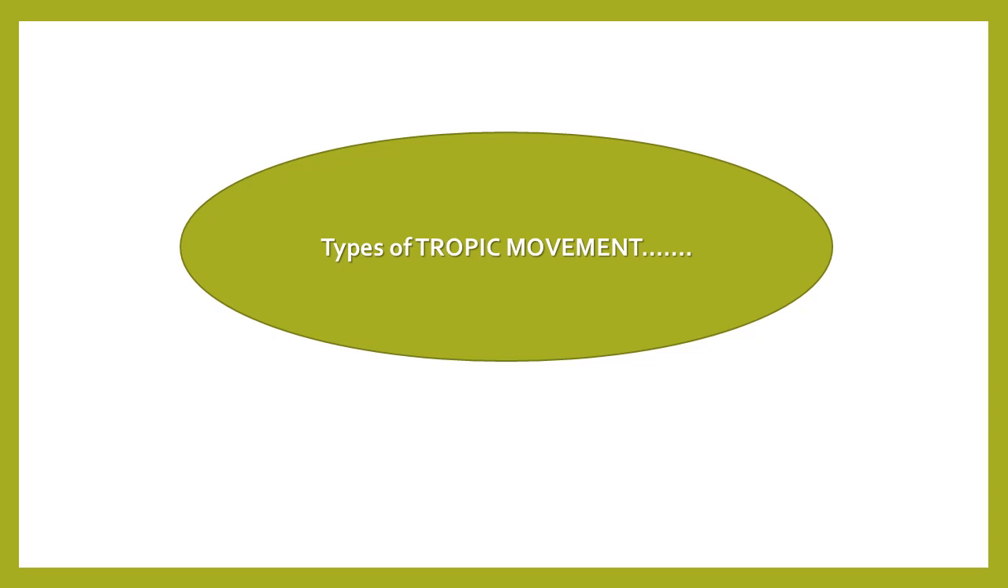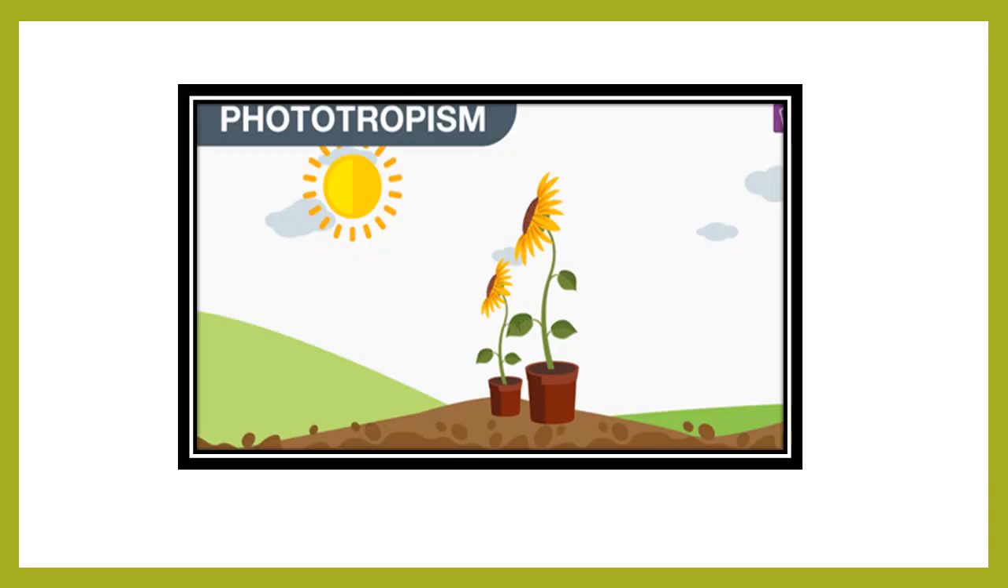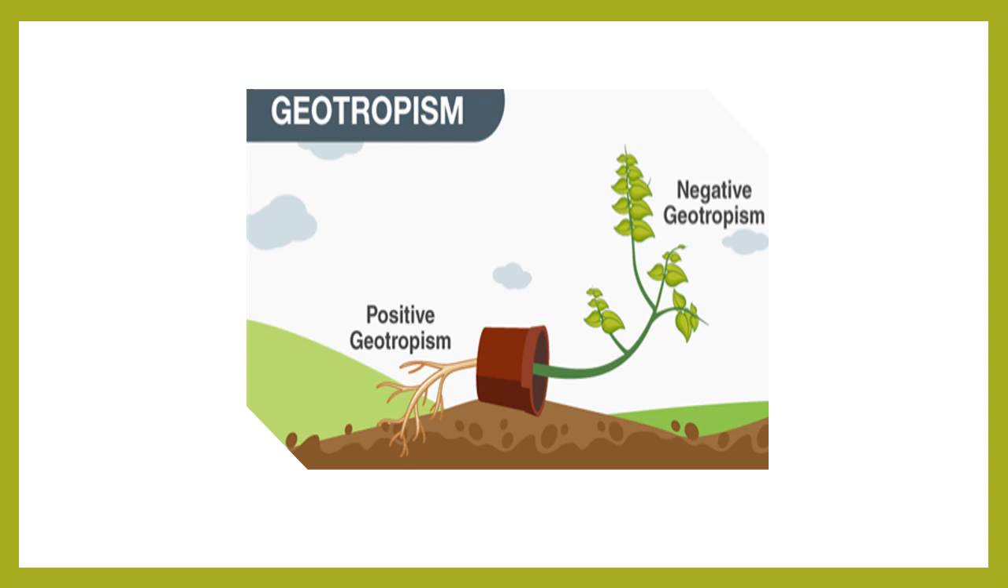Types of tropic movement. One diagram is here, one figure. You can see the sun and the sunflower. Now this plant, the sunflower, moves toward the sun, that's phototropism, movement towards light. So the stem is positively phototropic, the root is negatively phototropic, but it's tropic movement.